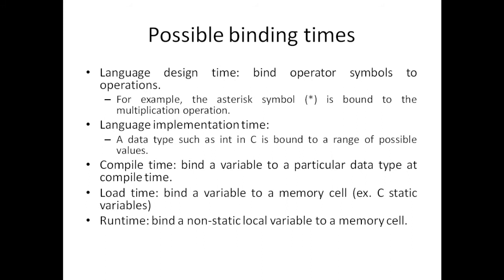to get binding. Language design time. If you look at the example, the asterisk symbol is already set as a multiplication operation. So bind operator symbols to operations. This is compiler designing time, CD time. The next one is language implementation time. A data type such as int in C is bound to a range of possible values.